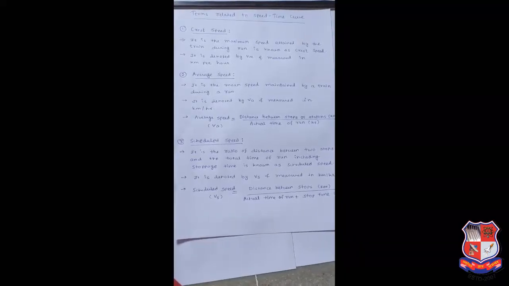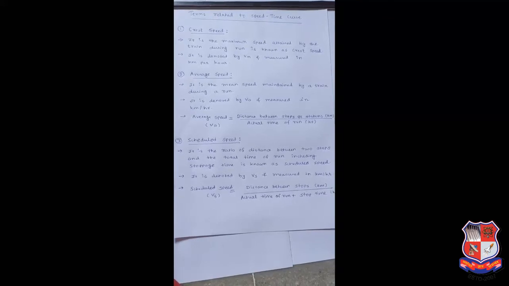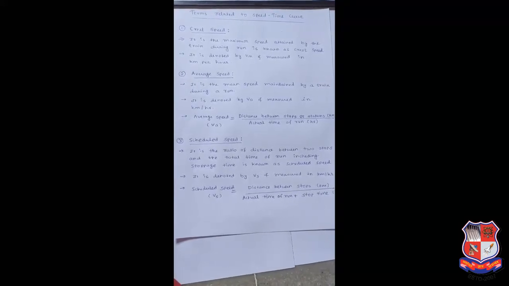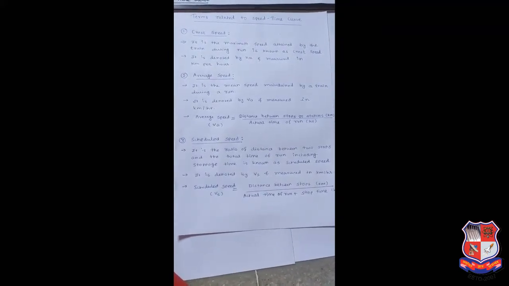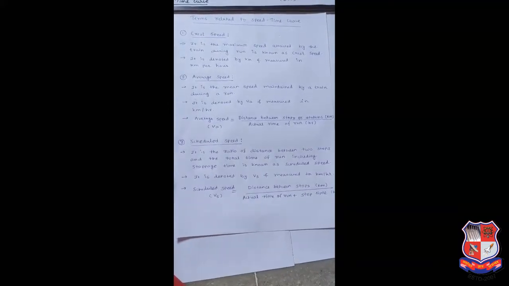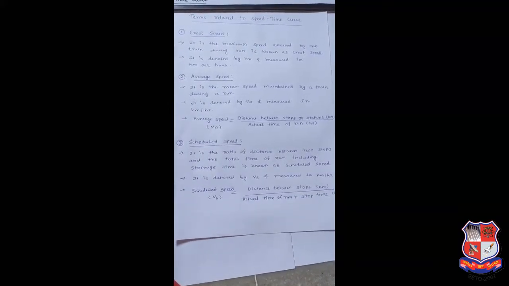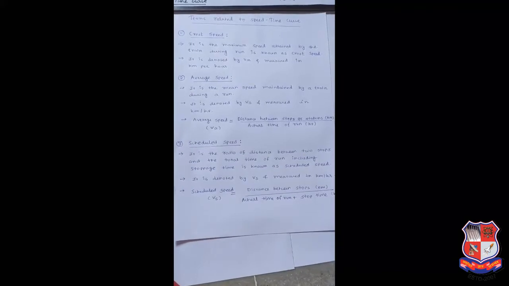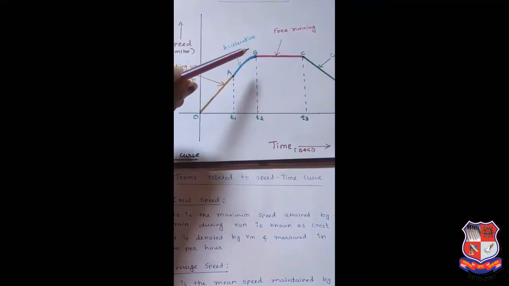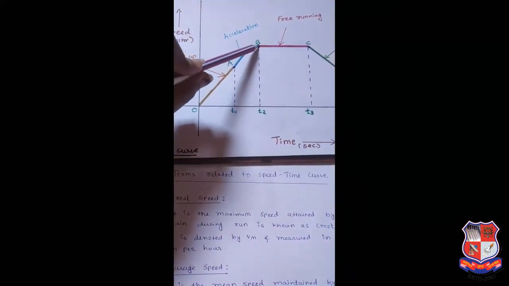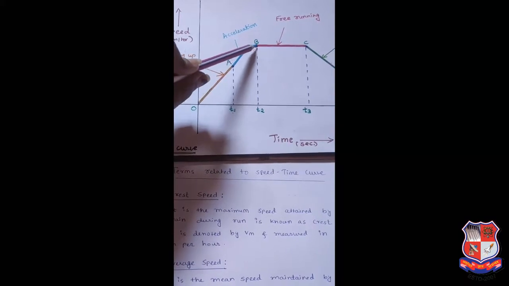Now we can see the terms related to the speed time curve. First, crest speed. Okay, so what is crest speed or maximum speed? It is the maximum speed attained by train during run. It is denoted by Vm and measured in km/h. Here in the graph, point B attains the maximum speed or crest speed.